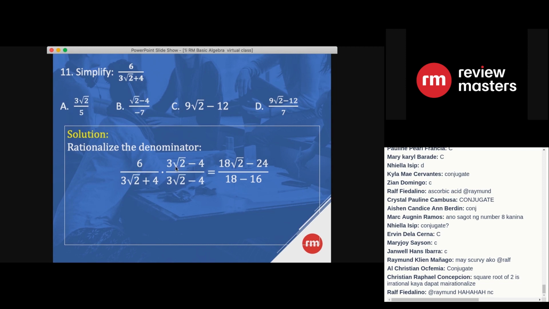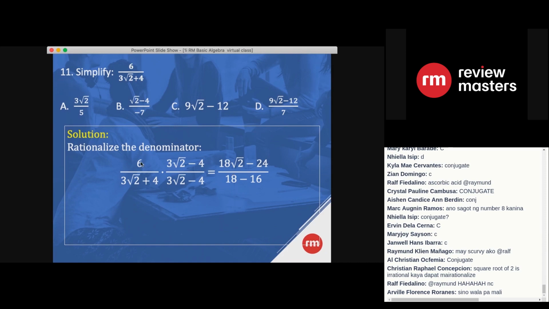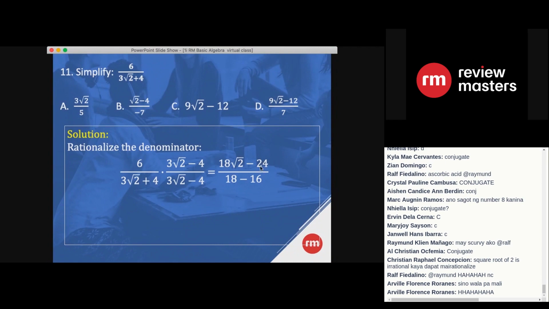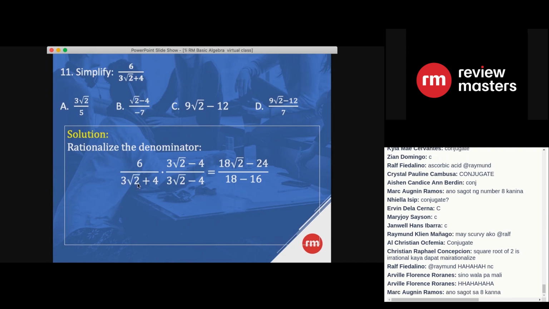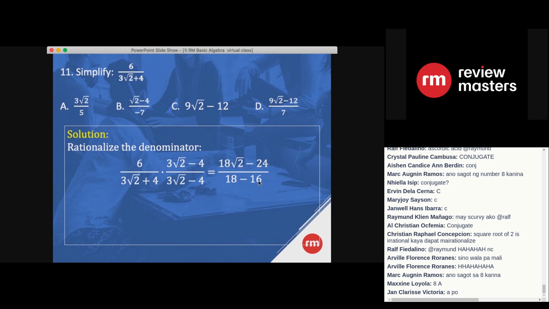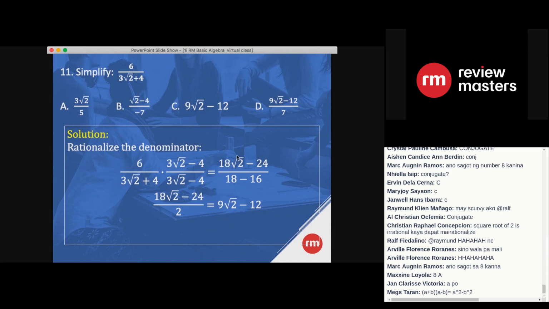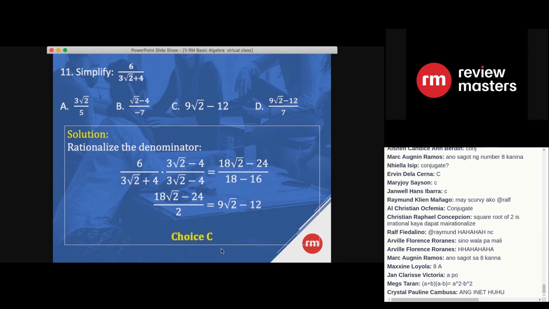So, 6 times 3 square root of 2 is 18 square root of 2. 6 times negative 4 is negative 24. Ito naman, paano natin to square? 3 square root of 2 squared will be 9 times 2. That's why it becomes 18. Positive 4 times negative 4 is negative 16. Okay? So, let us simplify some more. 18 square root of 2 minus 24, over 18 minus 16 is 2. Ito pwede pa nating simplify. 18 divided by 2 is 9 square root of 2, minus 24 divided by 2 is negative 12. So, the choice is letter C.